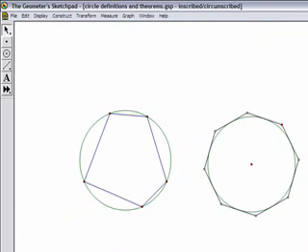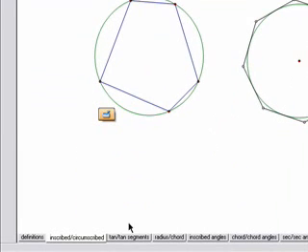Now we have inscribed and circumscribed. This polygon, this pentagon here, is inscribed in the circle, or you could say the circle is circumscribed about the pentagon. This circle is inscribed in the octagon, or the octagon is circumscribed about the circle.